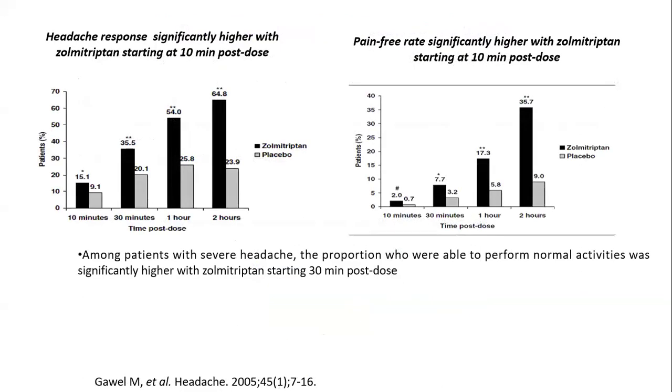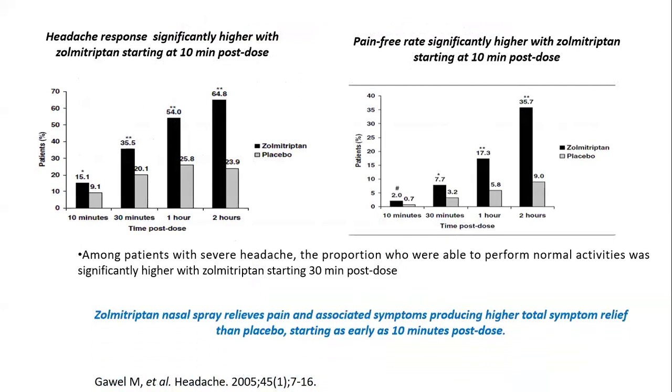So it will give a pain-free period within 10 minutes and persist up to 24 hours of duration. So zolmitriptan nasal spray relieves the pain and associated symptoms, producing higher total symptom relief than the placebo, and it will start action within 10 minutes post-dose.